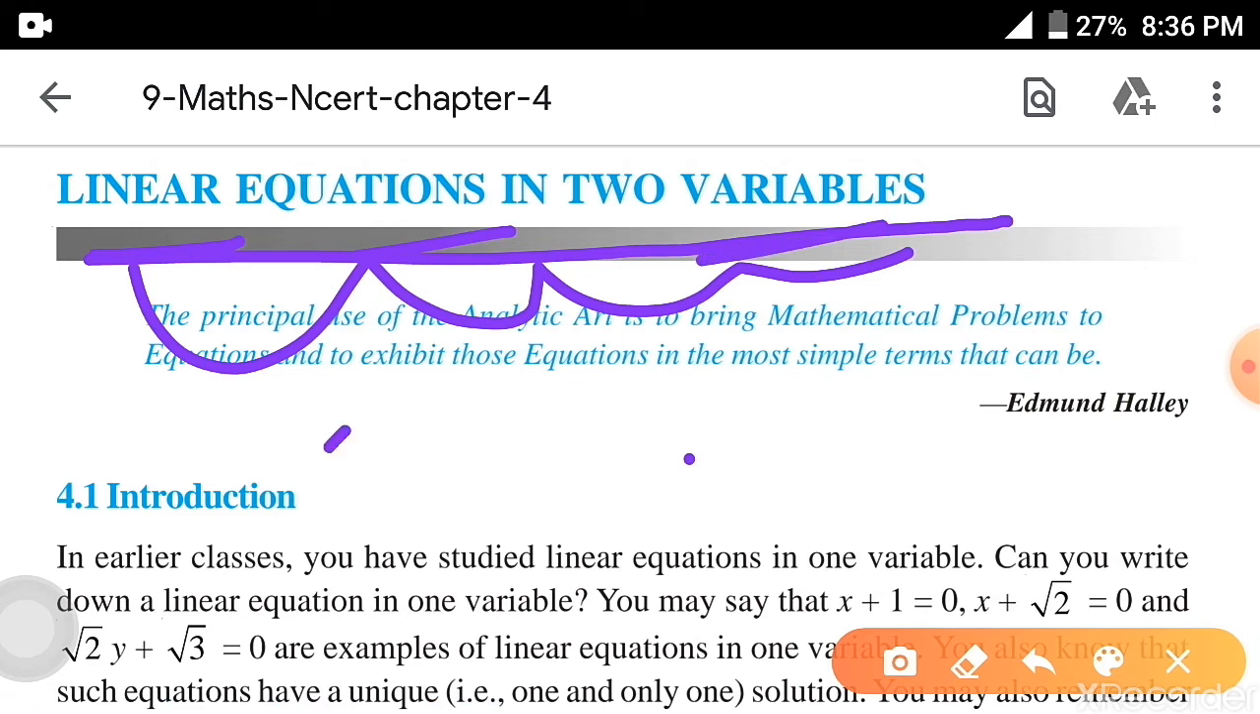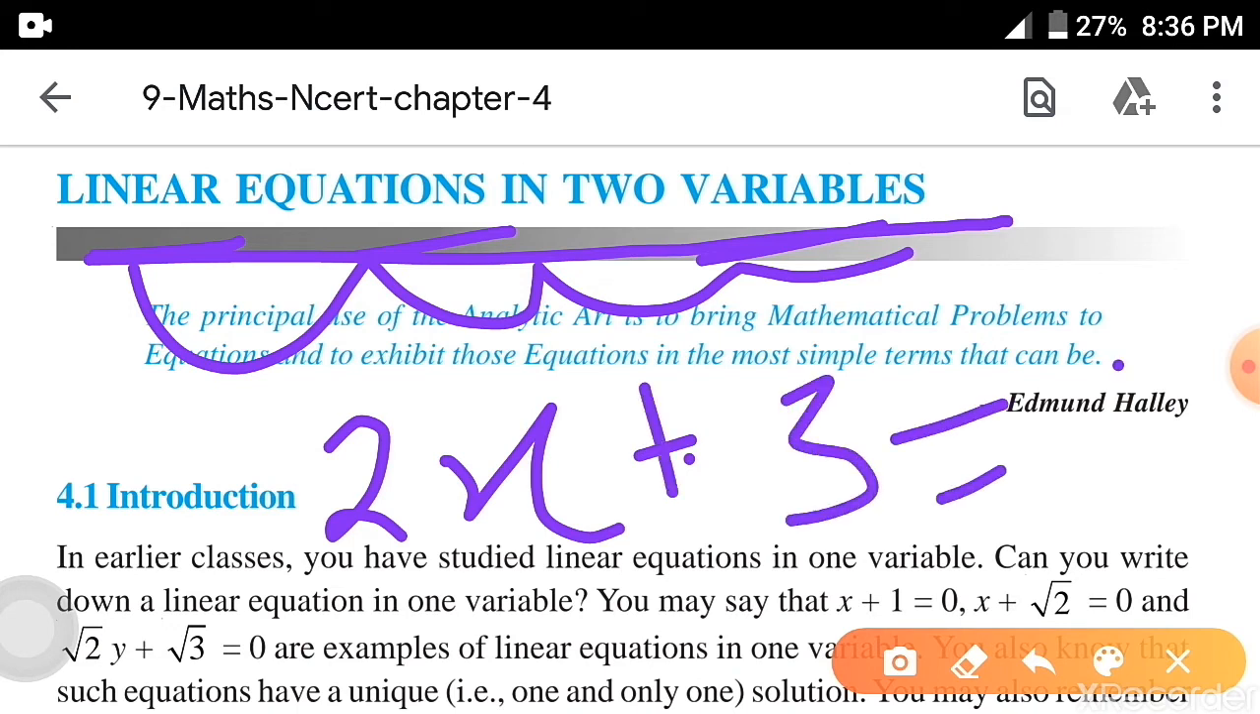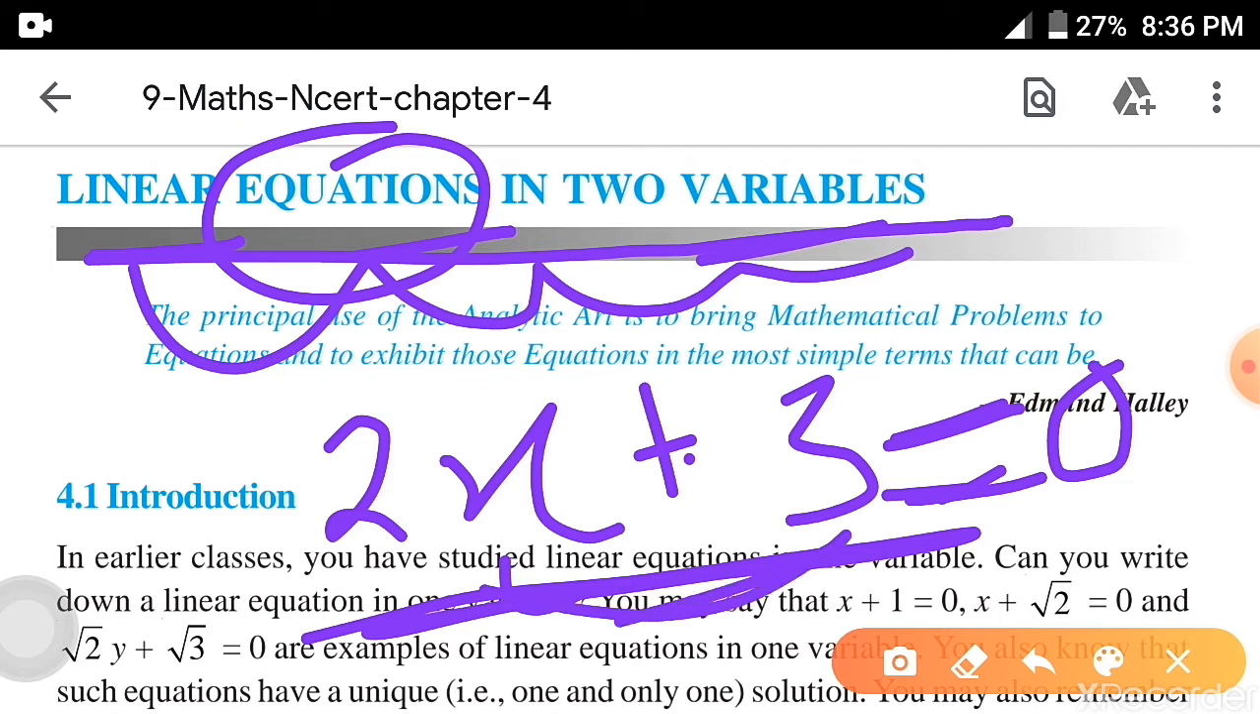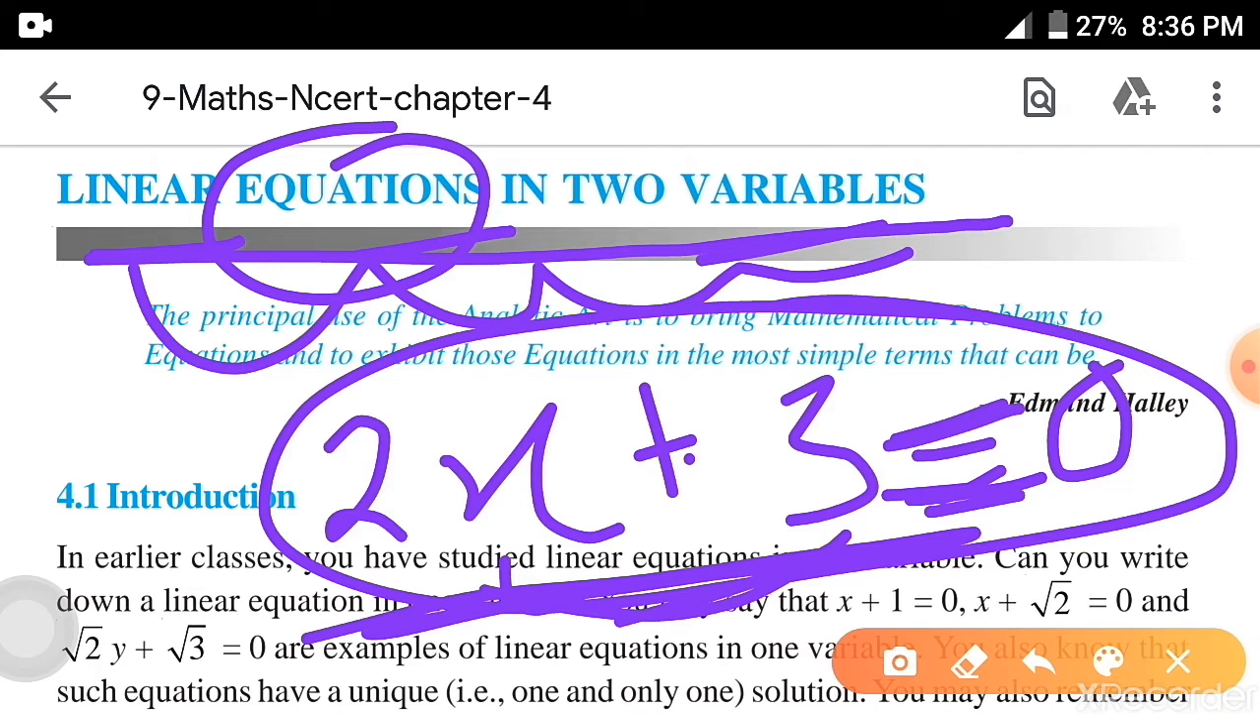If I write an equation 2x plus 3 equal to 0, first you can see that this is an equation. How is it an equation? Because you can see that I have written 0 here. It's a relation between variable and constant with the equal to sign. So this is called an equation. Now what is meant by linear? Linear means the power should be 1. You can see that the power of x is 1 here. So it is linear. Linear means any equation in which the power is 1.